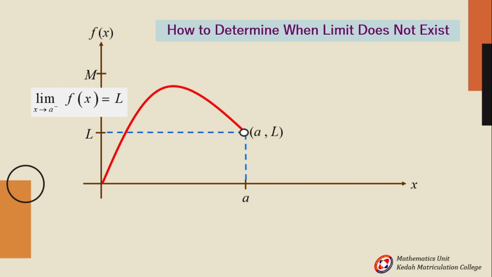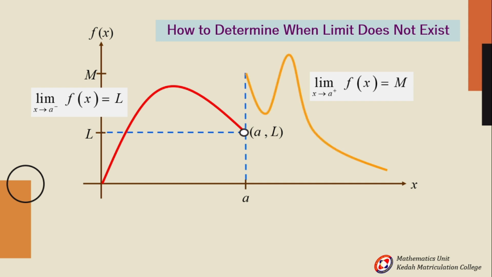We are also given that the limit of f(x), x approaches a from the right, is equal to m. It means f(x), or the orange graph, is moving towards a value of m when it gets closer and closer to the value of x equal to a from the right, and stops at the point (a, m).